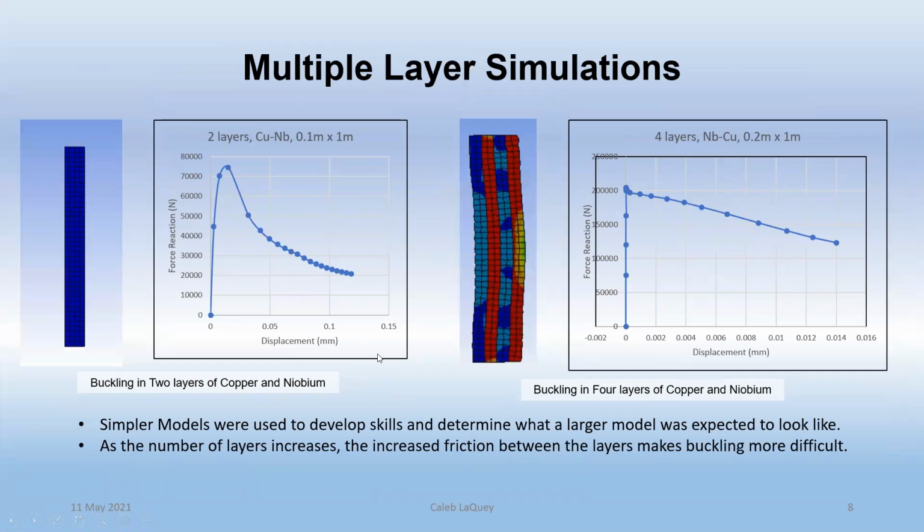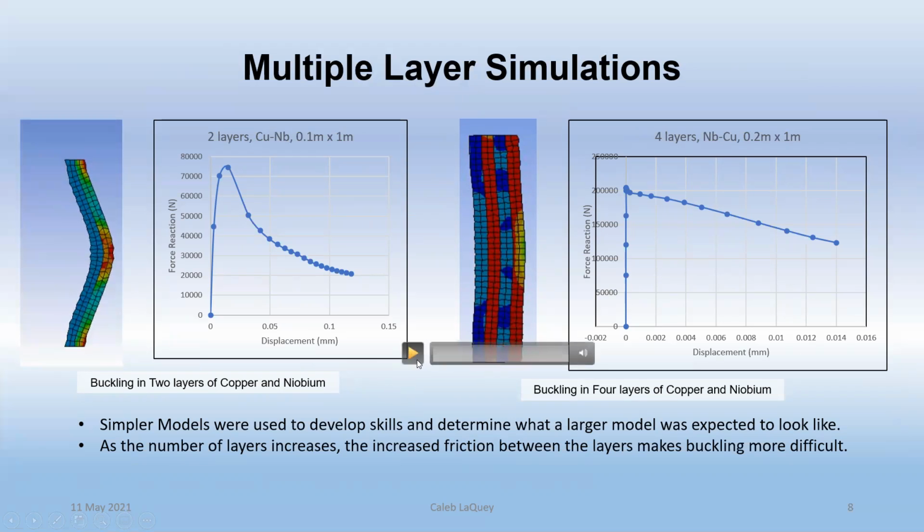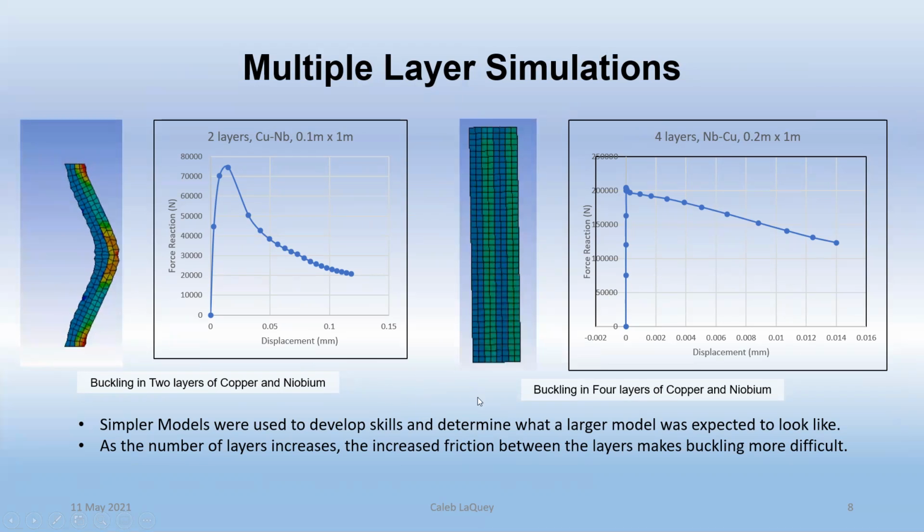So then we moved on to simulating multiple layers. For instance, here we have 2 layers of both copper and niobium, and both buckling together. And then we increased the number of layers to 4 layers. So you can see the increased niobium causes the buckling to occur at a higher required force.